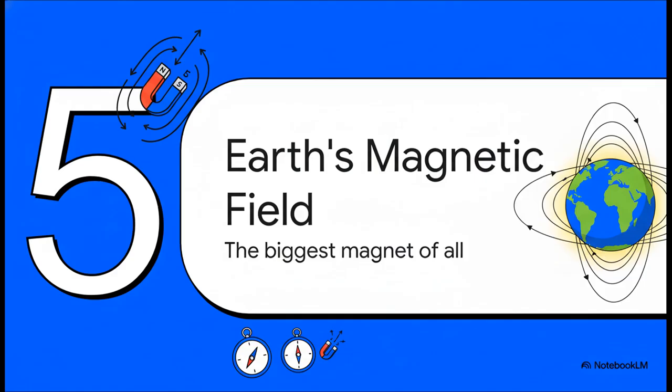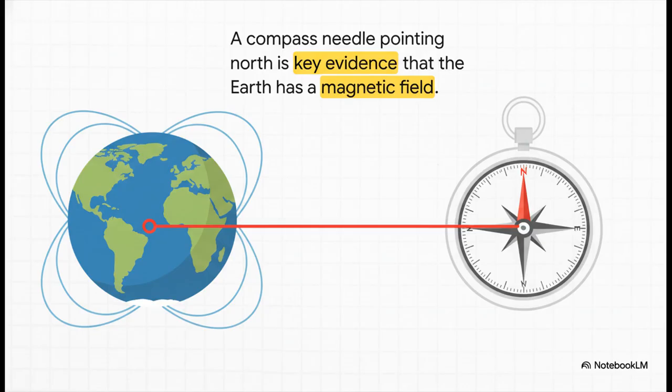And for our final section, we're going big. We're scaling up from a little bar magnet on a desk to the biggest magnet you know, our own planet, Earth. You know, the simple fact that a compass actually works is all the proof you need. That little needle spinning around isn't magic, it's a tiny magnet, and it's lining itself up with a gigantic magnetic field, the one that our whole planet is generating.